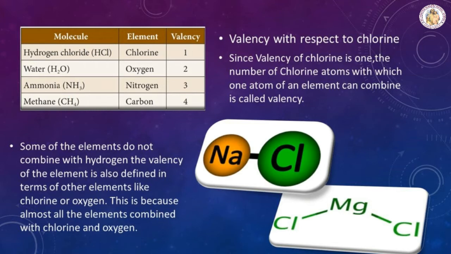Since valency of chlorine is 1, the number of chlorine atoms with which one atom of an element can combine is called its valency. For example, in sodium chloride NaCl molecule, one chlorine atom combines with one sodium atom. So, the valency of sodium is 1. But in magnesium chloride MgCl2, valency of magnesium is 2 because it combines with 2 chlorine atoms.